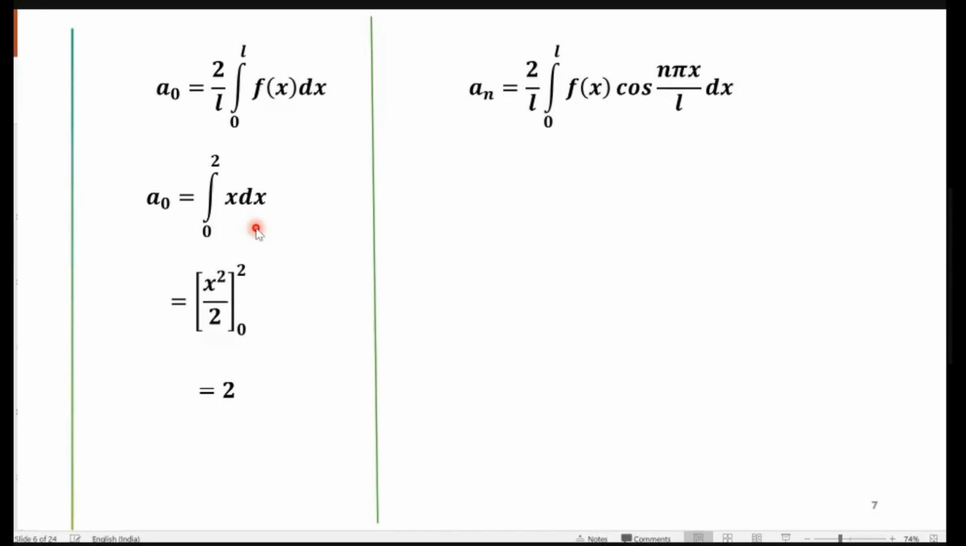Calculating AN. AN is 2/L integral 0 to L fx cos n pi x by L. Substitute for fx and L. L is 2, f of x is x. Use u into v.